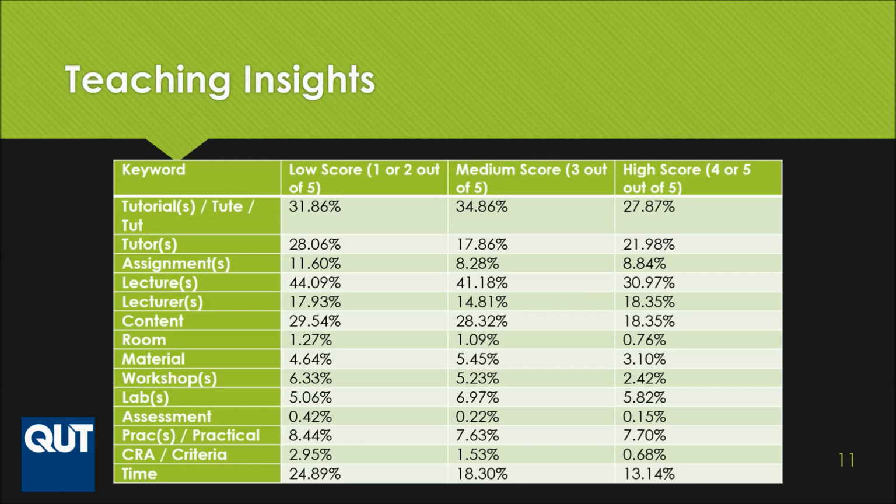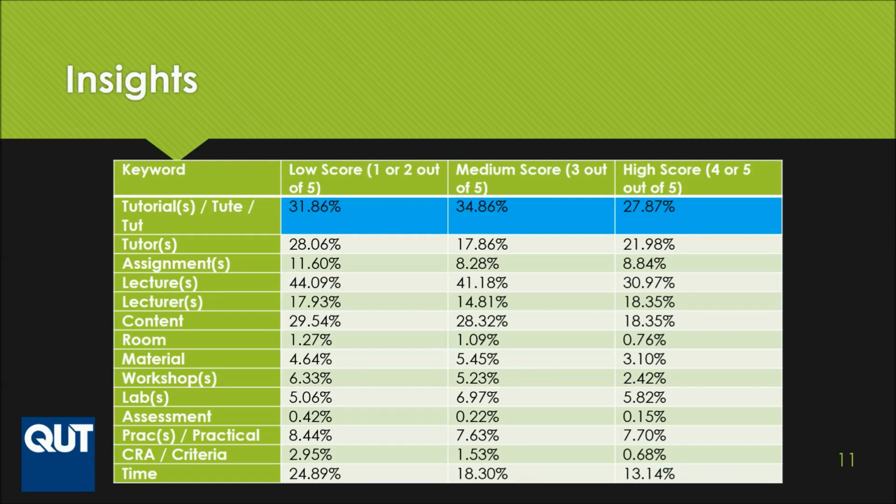Well, we looked at a few different keywords on the left-hand side here. So words such as tutorials, tutor, assignments, lecture, etc. And we pulled out the number of times that those words were mentioned. If we take, for example, the top line here, this line tells us that 31% of responses that gave a unit a low score mentioned the word tutorial. 34% of the medium responses mentioned the word tutorial, and 27% of responses that gave a high score mentioned the word tutorial.